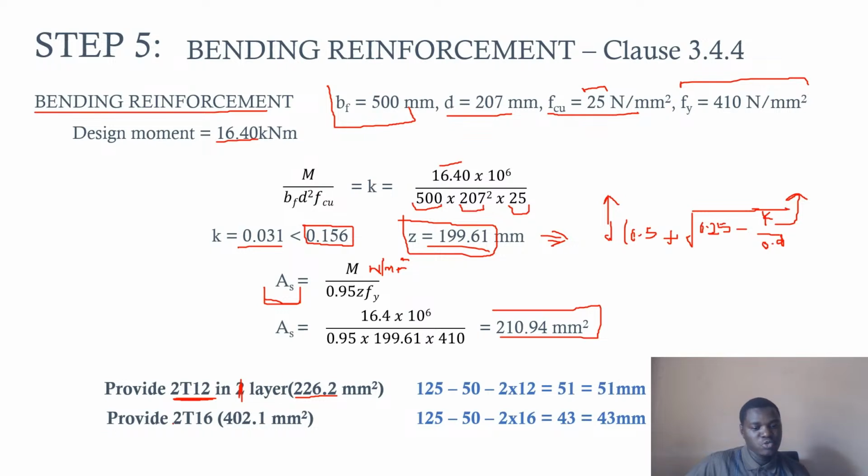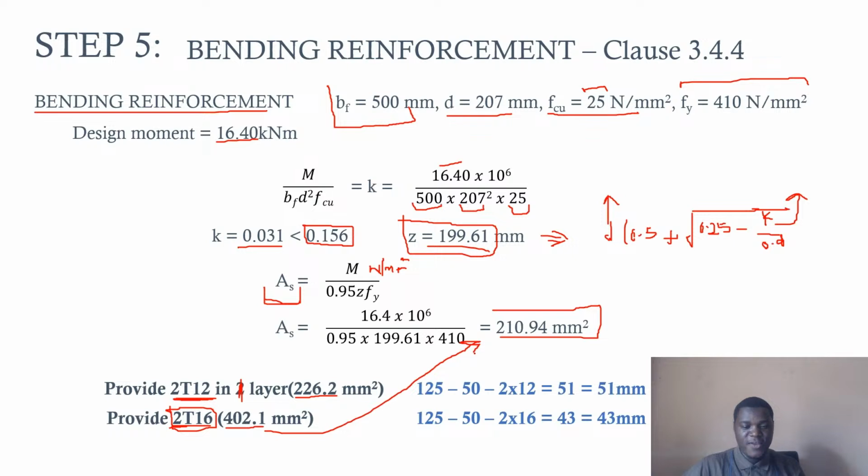Or you provide two number of 16 mm in one layer. This one is going to give us an area of 402.1. So practically, I will advise you to go with two number of 16 mm because the area is much heavier compared to 210. But you know, in rib slabs, our ribs are always very small. In this case, the rib size is 125.